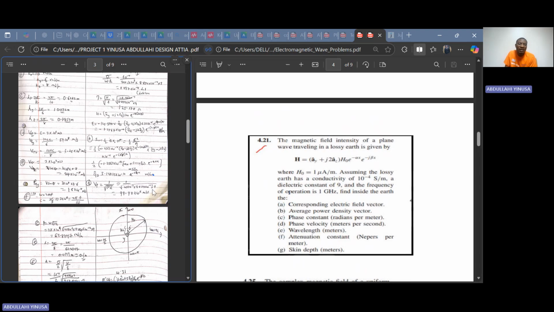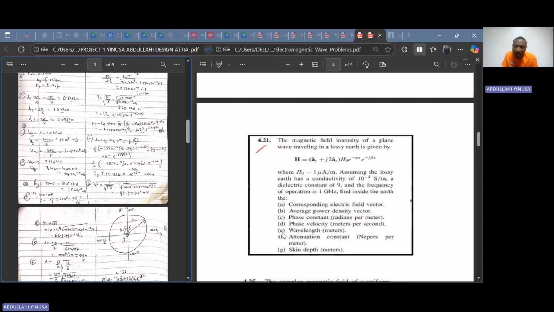Epsilon r is equal to 9. Don't forget the permittivity of free space, that's a constant. Don't forget the mu naught, that's the permeability of free space, that's 4 pi times 10 to the power minus 7 Henry per meter. So you substitute all into this to arrive at our phase velocity. So that is that about that.